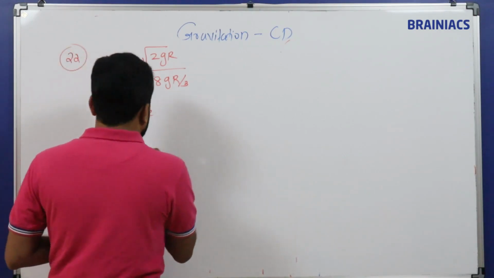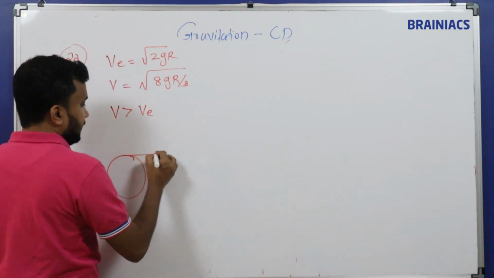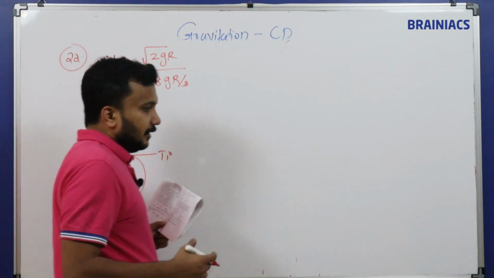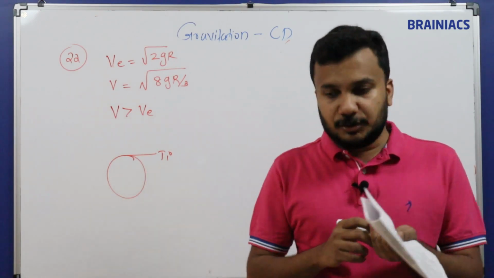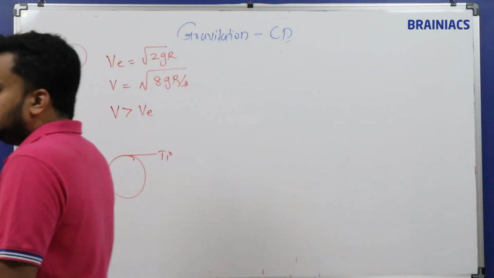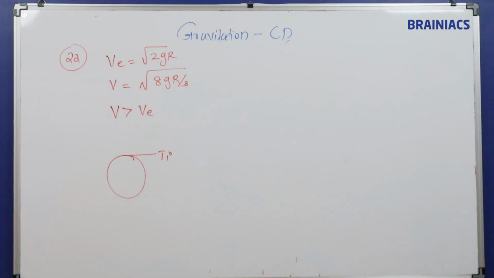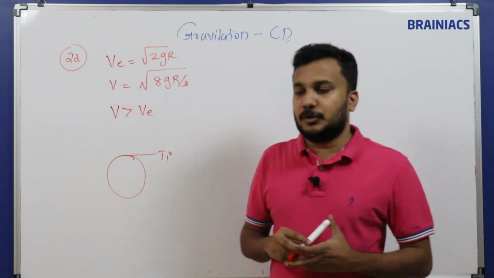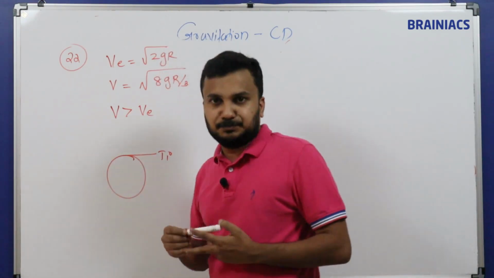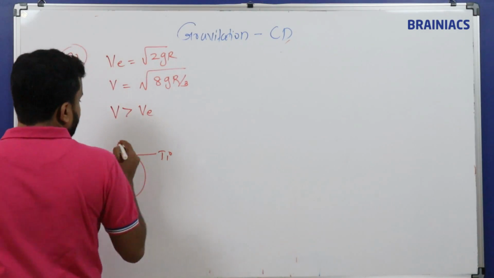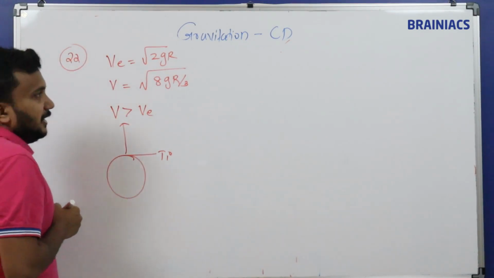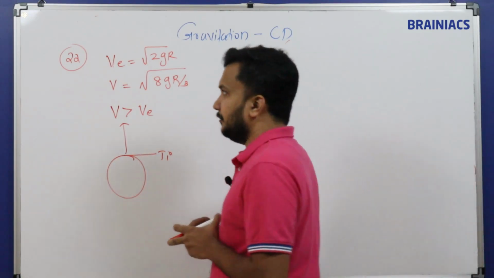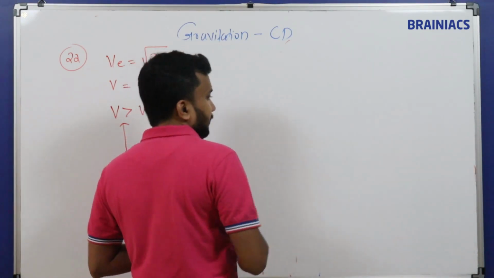Now let's listen very carefully. This is the earth surface, the initial point. What will happen if I throw the ball with a velocity greater than the escape velocity? The ball will go up, which means the ball will go to infinity. I'm sure the ball will go to infinity, but let me explain a very basic principle in physics with a little bit of theory.